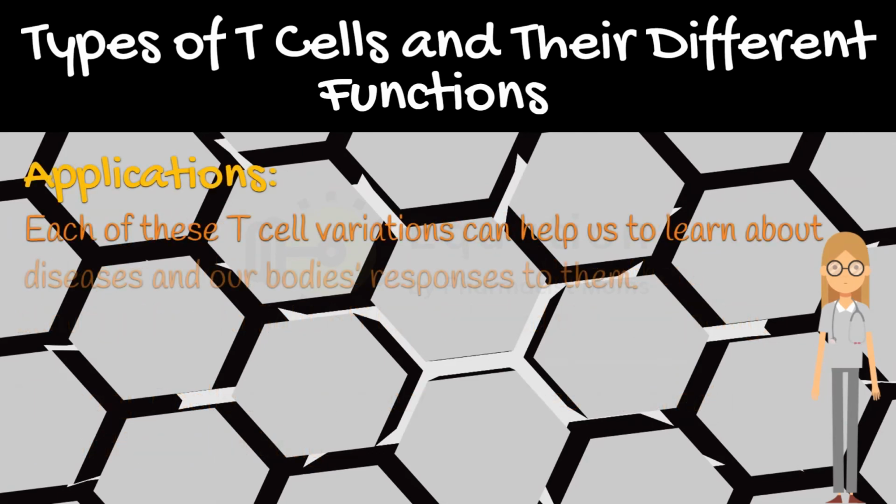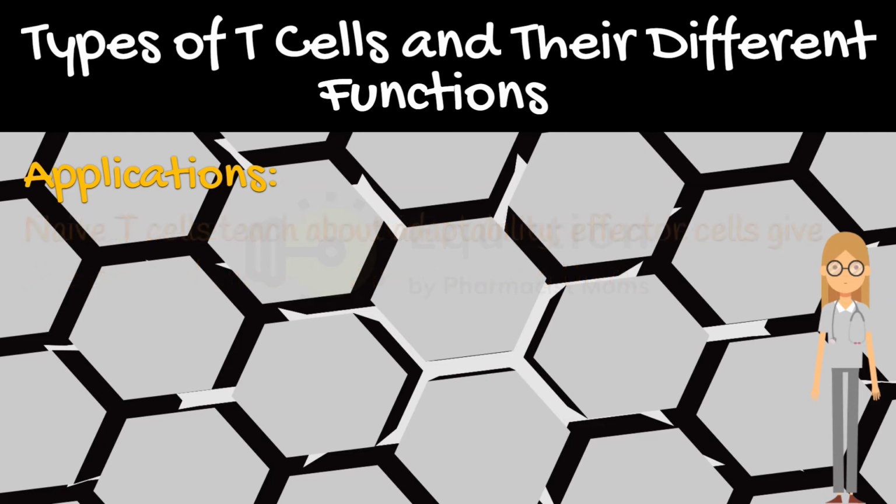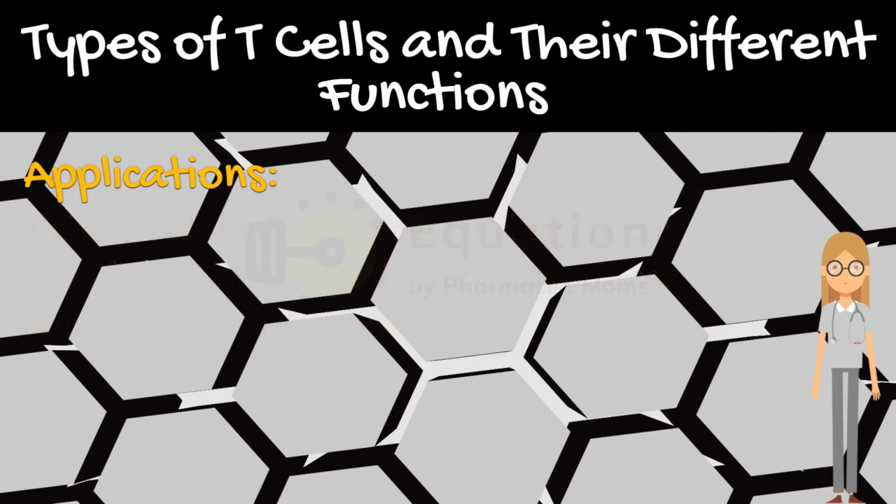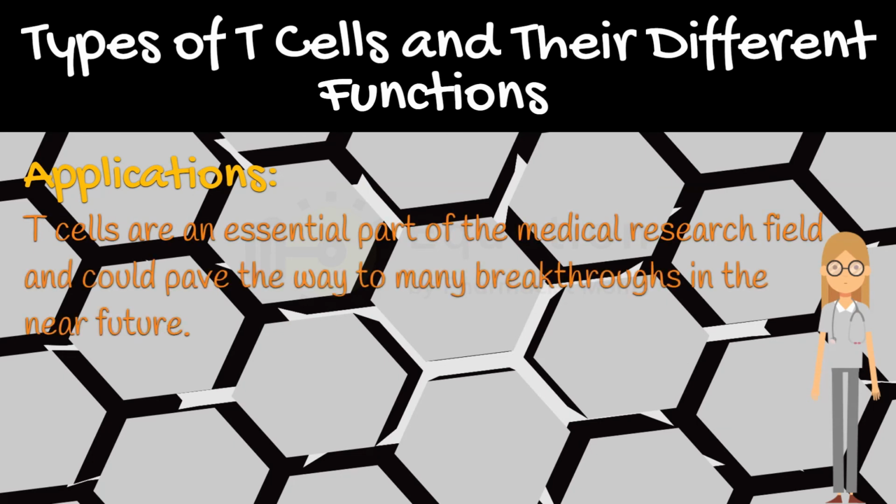How the study of these different types of T cells can be applied. Each of these T cell variations can help us to learn about diseases and our body's responses to them. Naive T cells teach about adaptability, effector cells give ideas for methods of treatment, memory T cells assist in creating vaccines and medicine. T cells are an essential part of the medical research field and could pave the way to many breakthroughs in the near future.